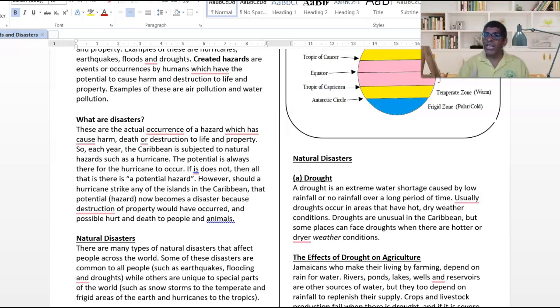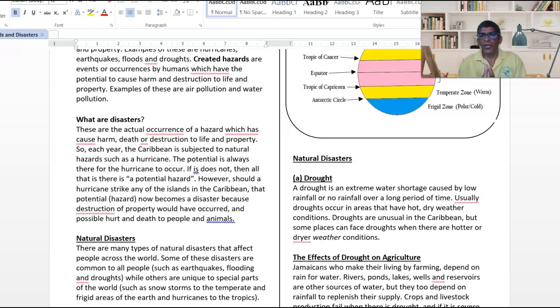Okay? The created disasters are the ones that we as human beings cause to happen. So these are the events that take place that are caused by humans that cause the actual harm and destruction and death to livestock and property. Some examples of created disasters would be oil spills, toxic air pollution, water pollution. We are the ones who do things to harm the environment that cause harm and destruction.